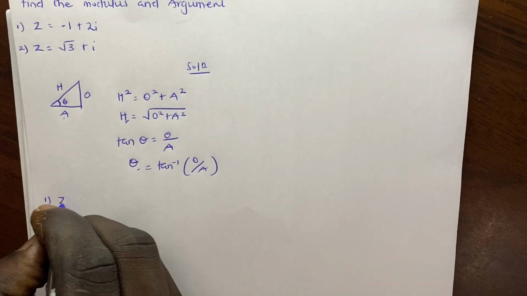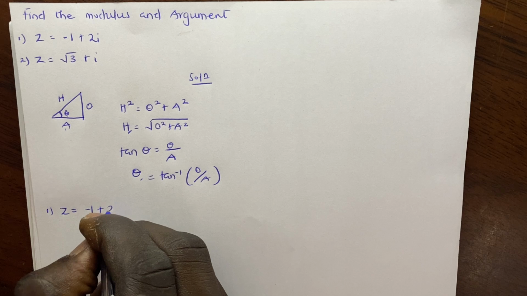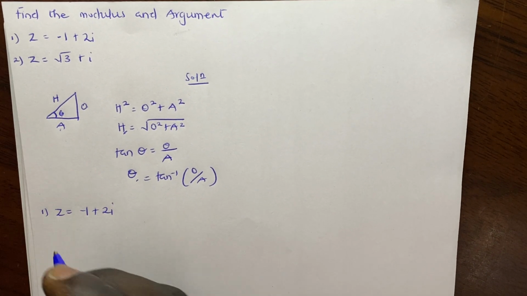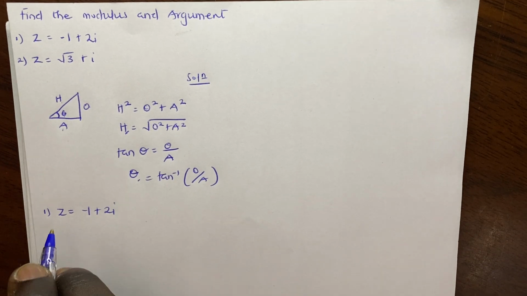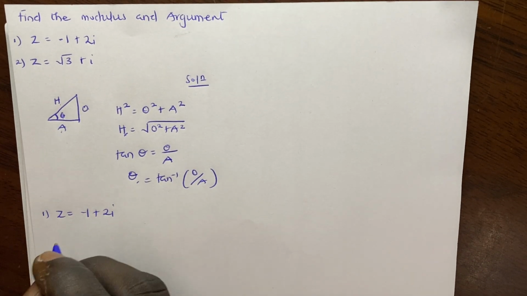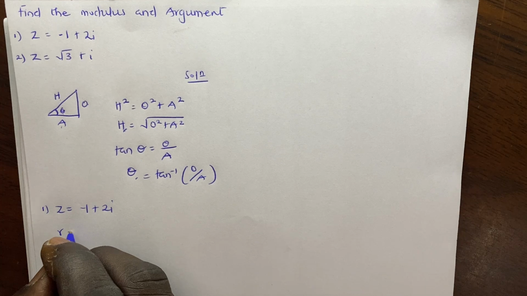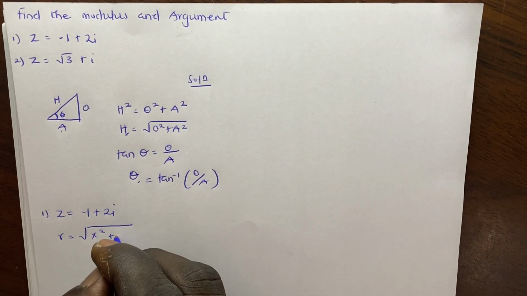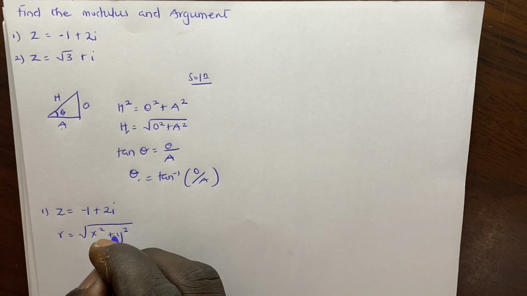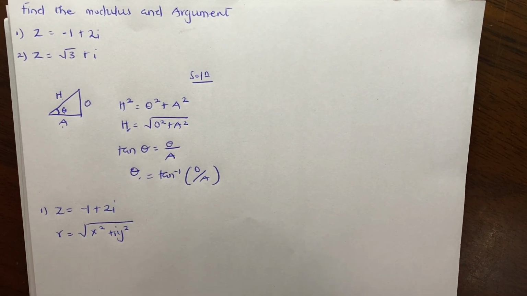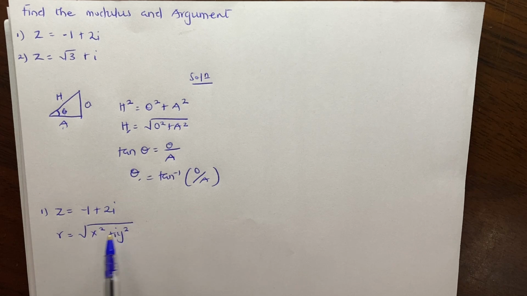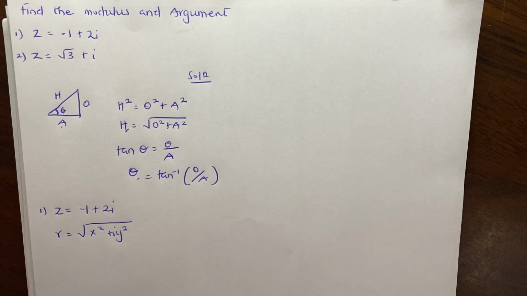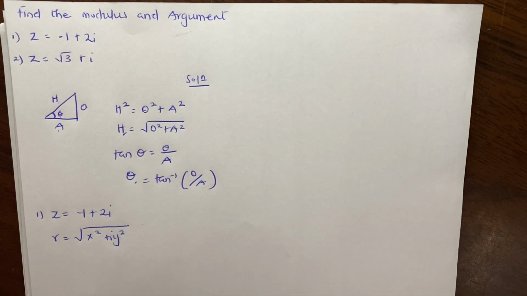So for the first question, z is equal to minus 1 plus 2i. Now, modulus is represented by r. So instead of the h, we represent the modulus by r. So here, you can see that our r is equal to root of x squared plus y squared. Don't forget your i. So interestingly, whenever we are solving questions like this, always the real part represents the x coefficient or the x variable, and the imaginary part is that of the y.